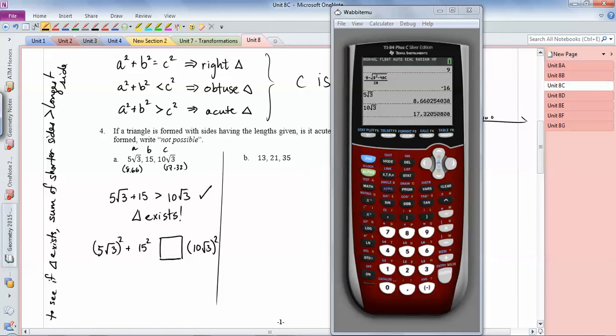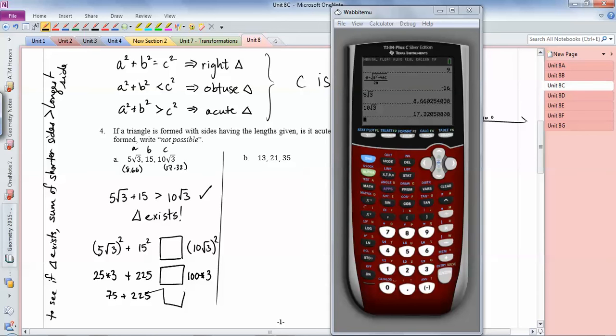5 root 3 squared. Well, you square the 5 and you square the root 3. So that's going to be 5 squared is 25, and root 3 squared is 3. So it's 25 times 3. And then 15, I'll do times there. 15 squared is 225. And then we're comparing it to 10 root 3 times 10 root 3. So it's 10 times 10 is 100. And root 3 times root 3 is 3. So we got 75 plus 225.